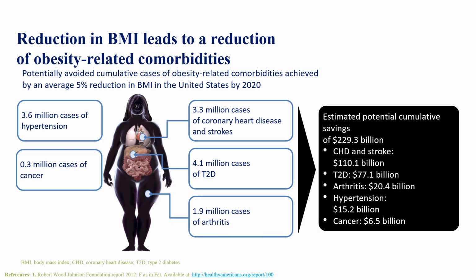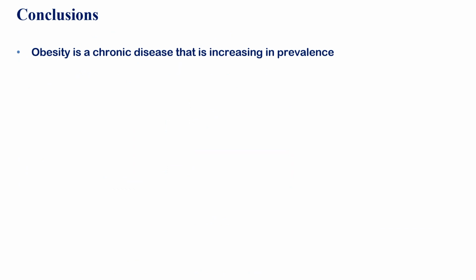And overall, by that 5% reduction in body weight, the overall potential cumulative savings to the health system in the United States is $229 billion. Huge. A reduction that would benefit the healthcare system.